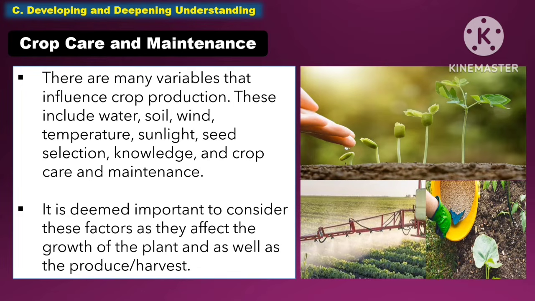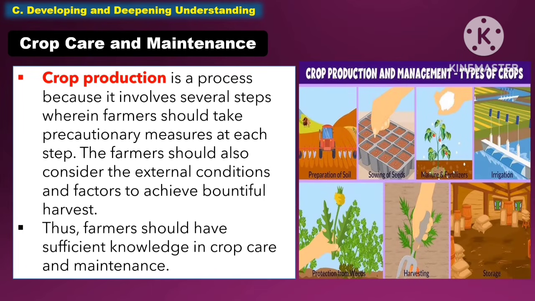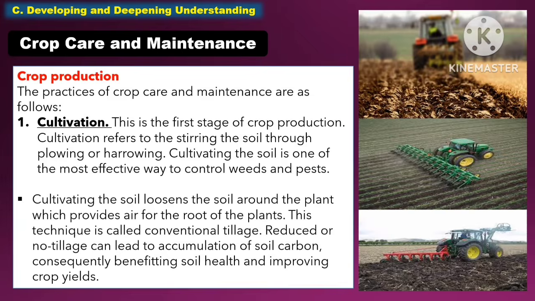produce or the harvest. Crop production is a process because it involves several steps wherein farmers should take precautionary measures at each step. The farmers should also consider the external conditions and factors to achieve bountiful harvest. Thus, farmers should have sufficient knowledge in crop care and maintenance. The practices of crop care and maintenance are as follows.